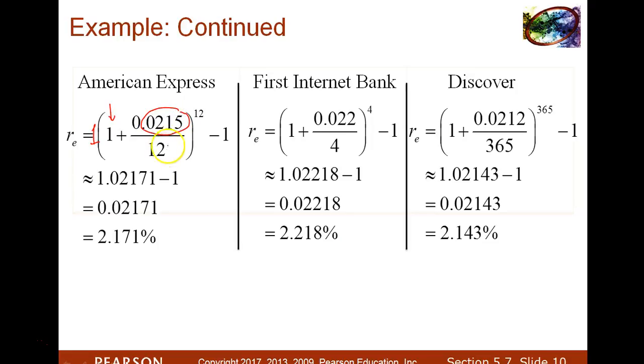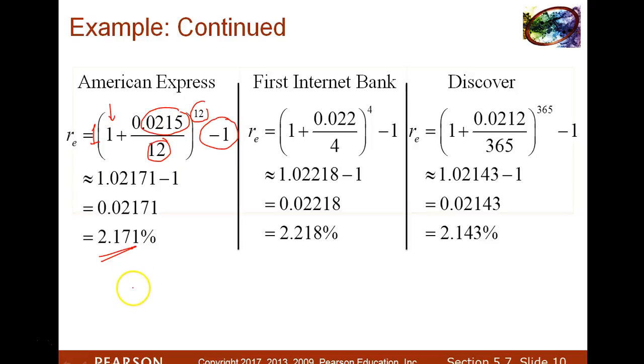Here's your interest. Now let's pretend we're going to let it sit for 1 year. So 12 months, and then we're going to let this go for 1 year, so 12 times 1. This is how much money I would have in there at the end of the year. I'm going to take my $1 back out, and I'm left with the interest. And so my effective interest rate is 2.171.